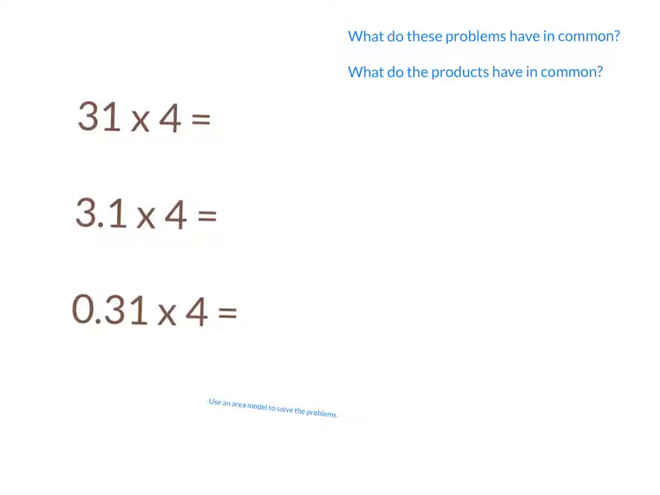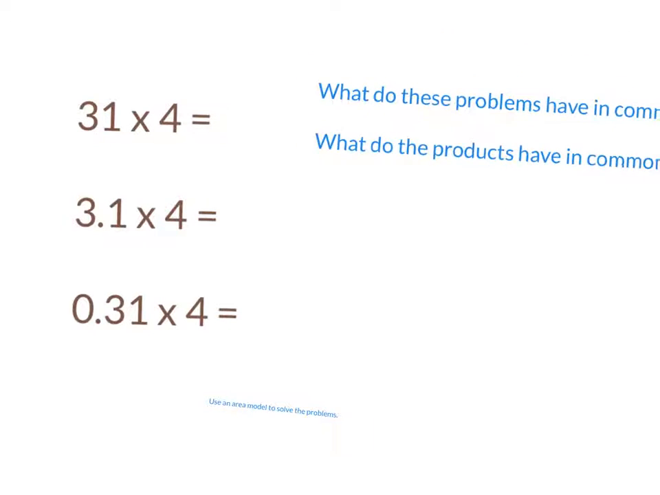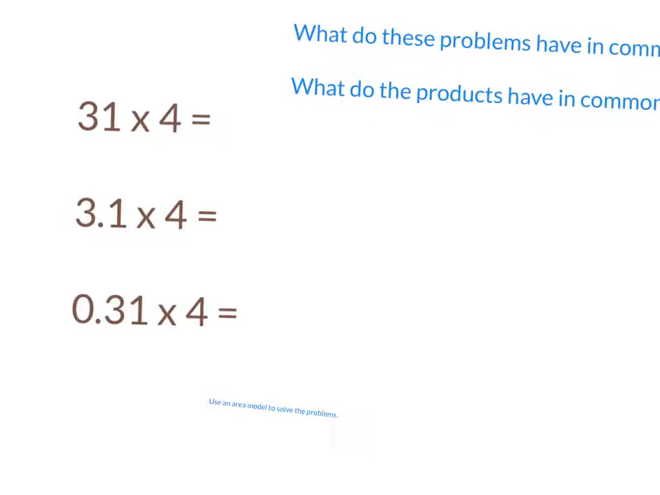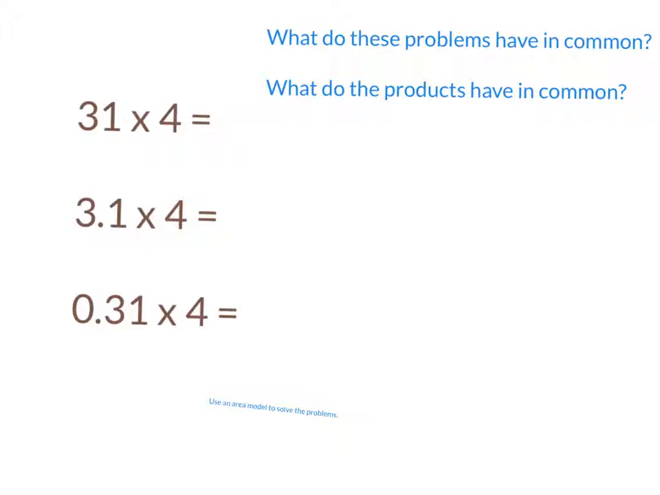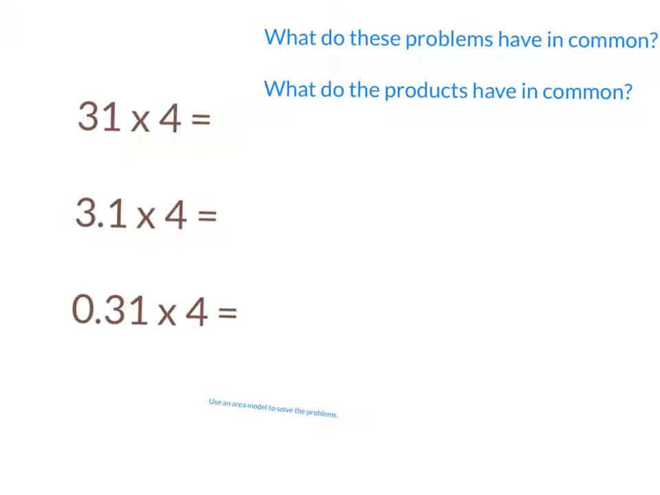Here we have 3 multiplication problems, 31 times 4, 3 1/10 times 4, and then 31 hundredths times 4. What do these problems have in common? What do you see that these problems have in common? Andrew? They're the same digits. Yeah, do you guys see how they all have a 3 and then a 1 and then a 4? And it's always in that order, 3, 1, 4, and then 3, 1, 4, and then there's a 0, but then 3, 1, 4. Do you guys see that? Yeah. They all have the same digits.